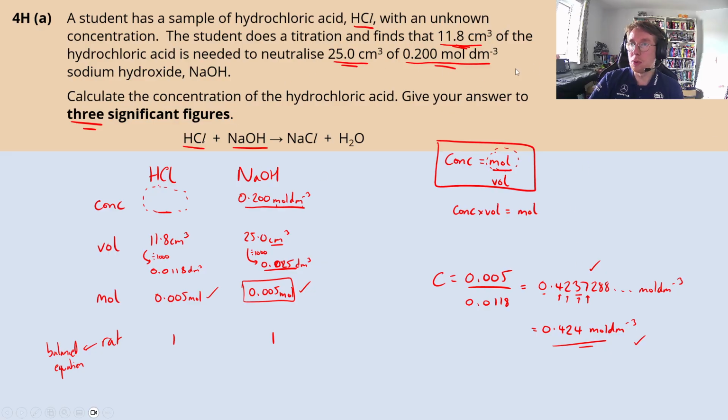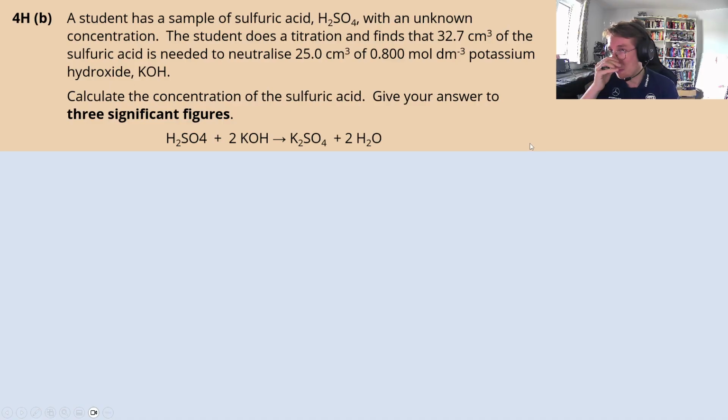There is another example of one of these questions, so 4HB, and that is here. Okay, I'll have to apologize just with the balanced equation. That should be a small 4 there. I am very sorry about that. So here is the question. What we need to do is find the concentration of sulfuric acid this time. So sulfuric acid is H2SO4.